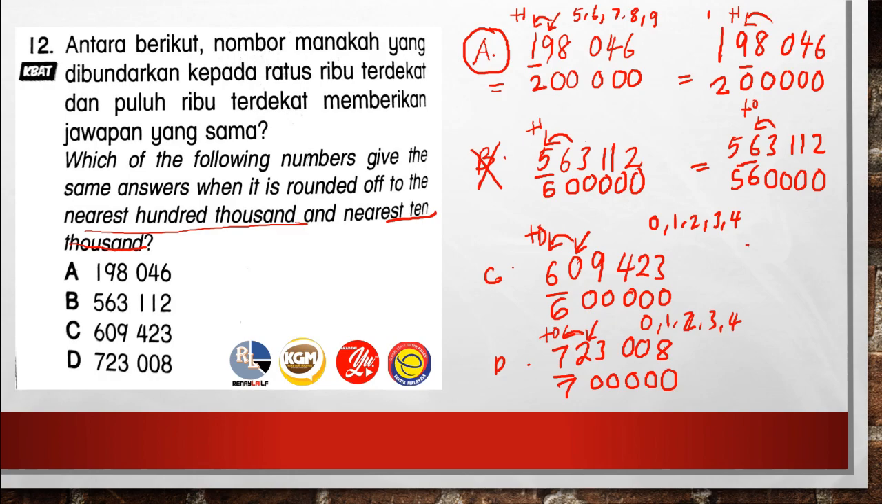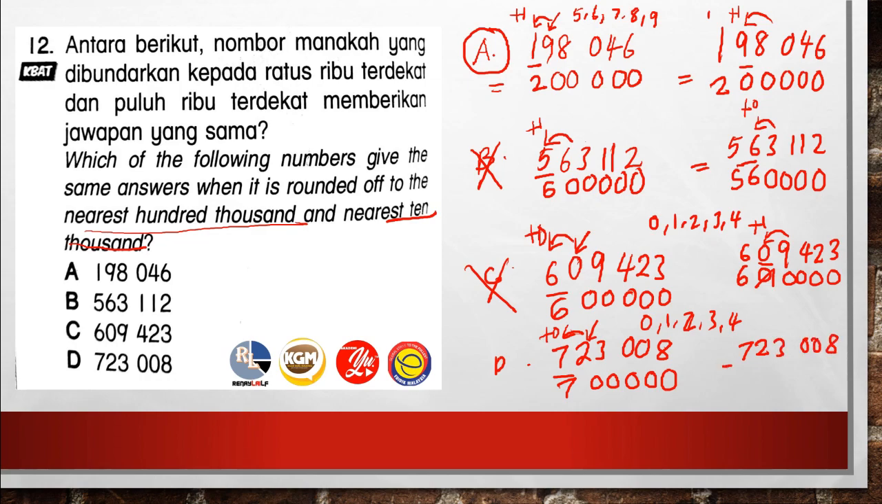Let's look at C. 609,423. 0 is the place value of the nearest 10,000s. Alright, so what will happen here? All going to be 0. Sorry, because it is 9, we're going to add 1. So this is 1 and this is 6. So the answer is different. So let's look at D.